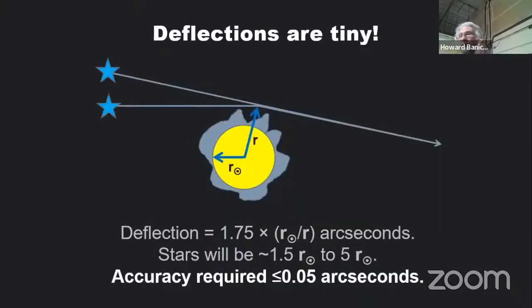So the deflections we're looking for are very small. If they were big, it would be a trivial experiment. The deflection at 1.75 per solar radius. Most of the stars you're going to find in any reasonable photograph, or in any image, are going to be 1.5 to 5 solar radii out. In order to do this with reasonable accuracy, you're trying to get the positions of the stars to about a 20th of an arc second.